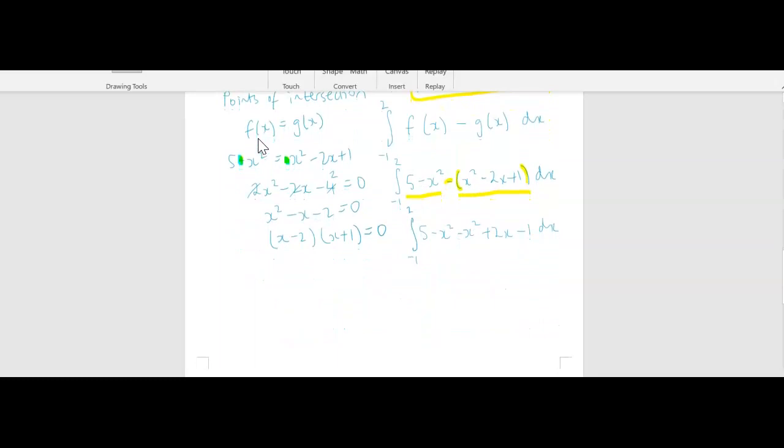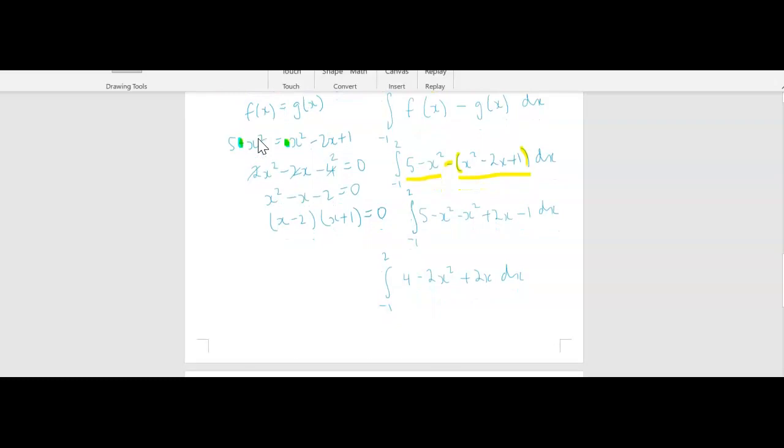All right, so bringing like terms together. We've got 5 minus 1, which is 4. Then we've got -2x squared plus 2x dx. All right, so go ahead and do your definite integral, and then you can check your answer on the calculator.